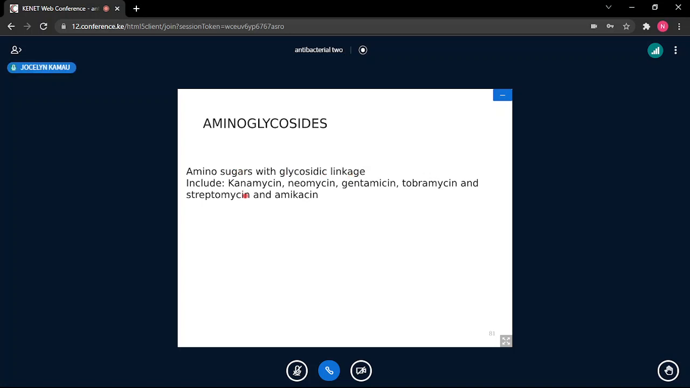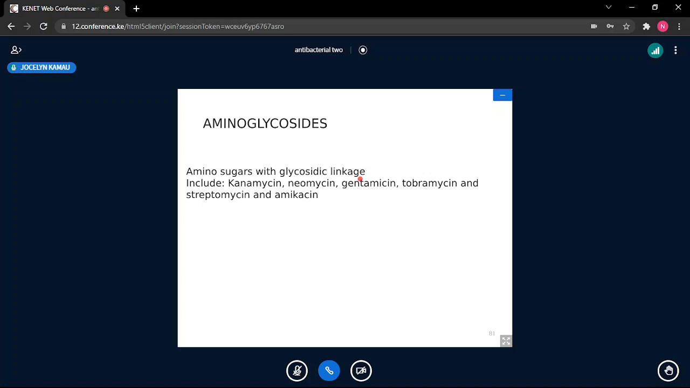Examples of these drugs include kanamycin, neomycin, gentamicin, tobramycin, streptomycin, amikacin, and those are basically almost all of them. I think there's paromomycin, which is not there, but we look at most of them. With the exception of amikacin, you can still see the cin in all of them. So you can see their suffix has similarity, meaning they have some similarity.